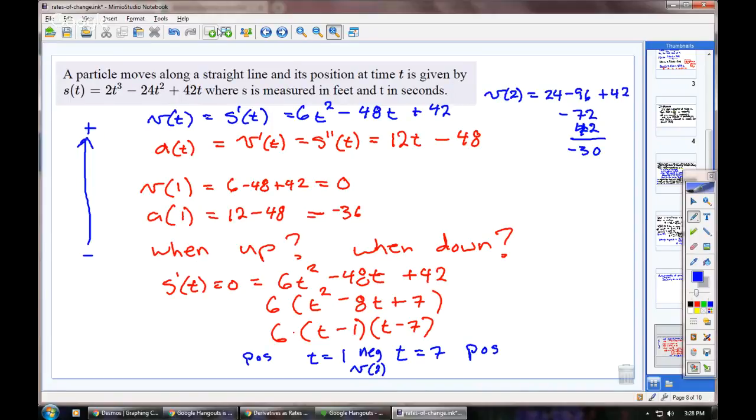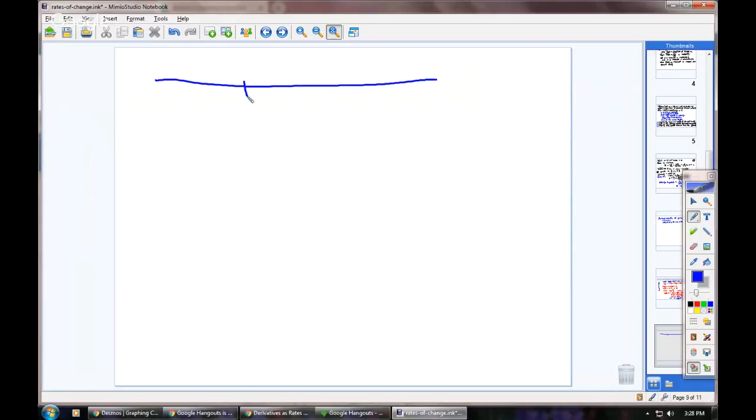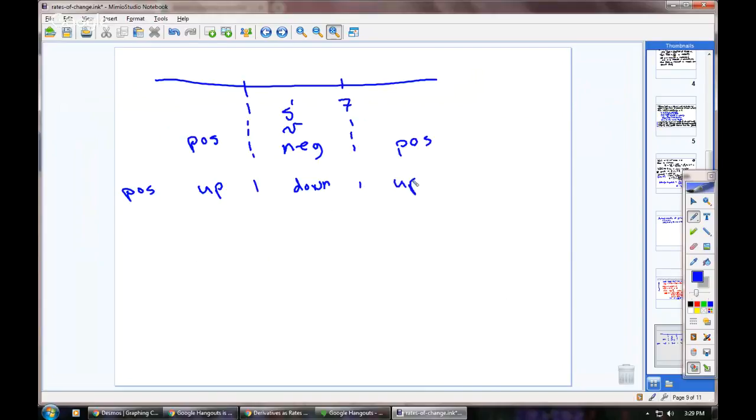So I'm just going to map that out on a number line for fun. Important numbers are t equals 1 and t equals 7. The velocity, s prime, is negative in between here, and I believe it's going to be positive on that side. We can plug in a number to test. So the position goes up, reaches a peak, then comes down in this region, reaches a bottom area, and then starts going up again.